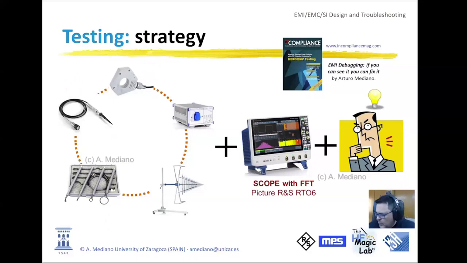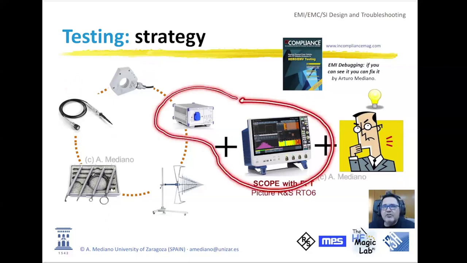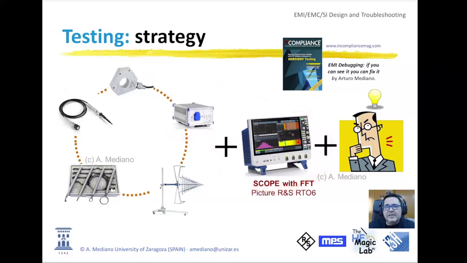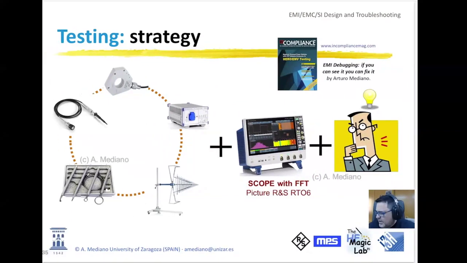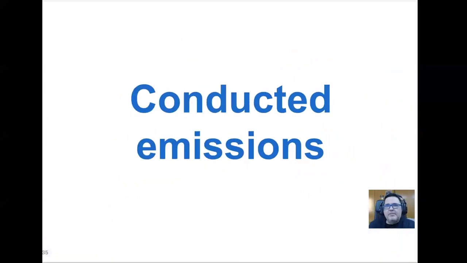Today, we will be working with the oscilloscope for debugging of EMI problems in conducted emissions. So basically, we will be working with the line impedance stabilization network and the oscilloscope. Next webinar, we will cover radiated emissions, and we will use current probes and the other probes that you can see in the picture. So let's start with conducted emissions.